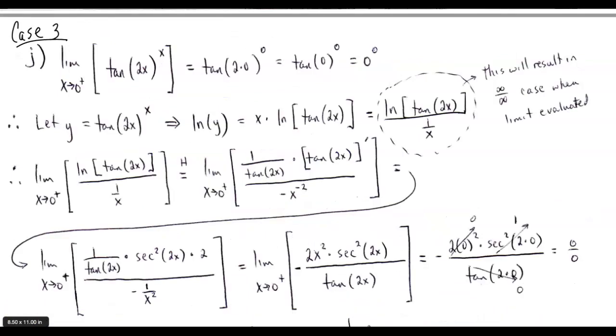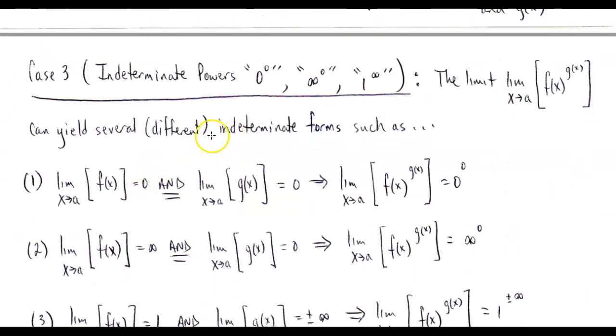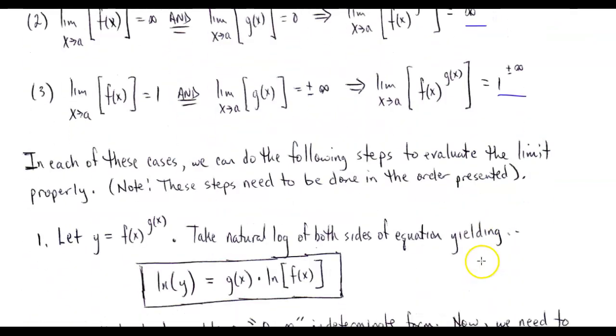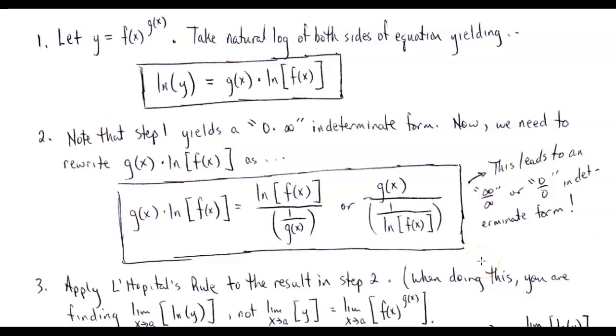All right, so the next example is another case 3 type situation here. And if we go back and look, case 3 again, this is the one where we had the indeterminate powers. And so either it's going to be 0 to the 0, infinity raised to the 0, or 1 to the +/- infinity. And remember, we had our 4 steps here. The main thing that we want to remember is that we do not want to evaluate the limit of y directly. We want to evaluate the limit of natural log of y.